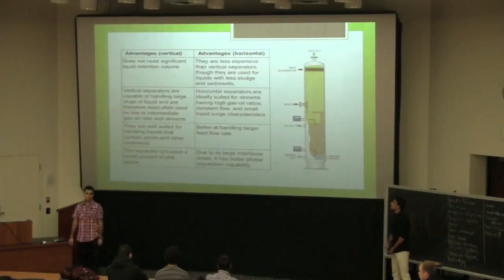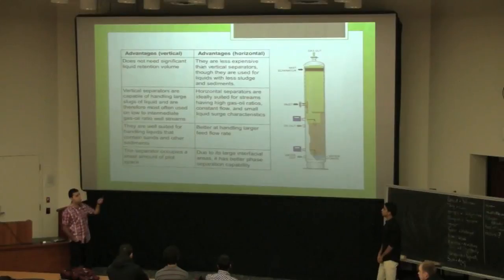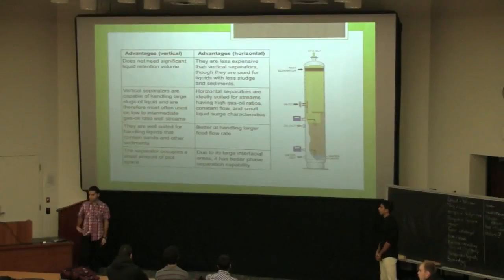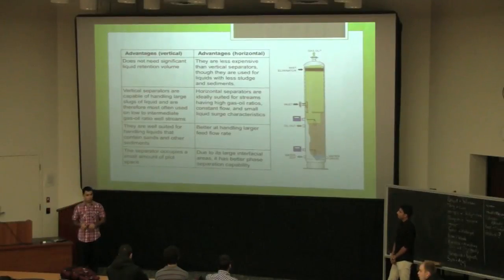There are a few different types of separators. There are vertical and horizontal separators. Horizontal separators are fairly cheaper than vertical separators, but vertical separators do tend to take less space, and they are commonly used in oil rigs where space is limited.